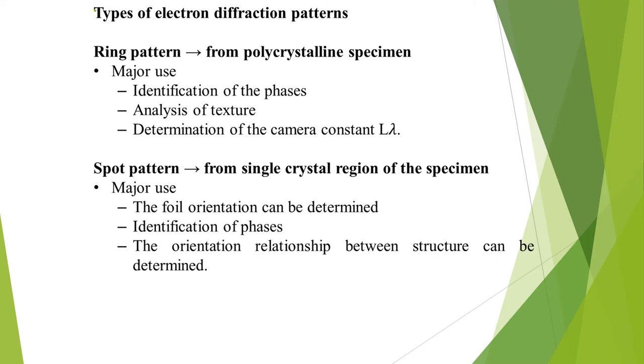Types of the electron diffraction pattern. One is the ring pattern, which comes from a polycrystalline specimen, and its major uses are identification of the phases, analysis of the texture, and the determination of the camera constant L lambda. The second pattern is the spot pattern from a single crystal region of the specimen, and its major uses are that the foil orientation can be determined, identification of the phases, and the orientation relationship between structures can be determined.